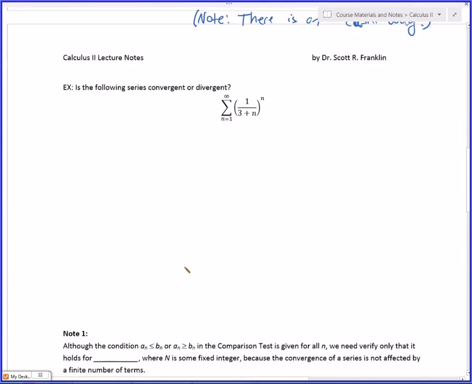All right. Let's do another easy one. Actually, this one's pretty easy. Let's see if you can figure out what I'm going to bound this thing by. Let's consider 1 over 3 plus n to the nth. What would you compare this to, do you think?